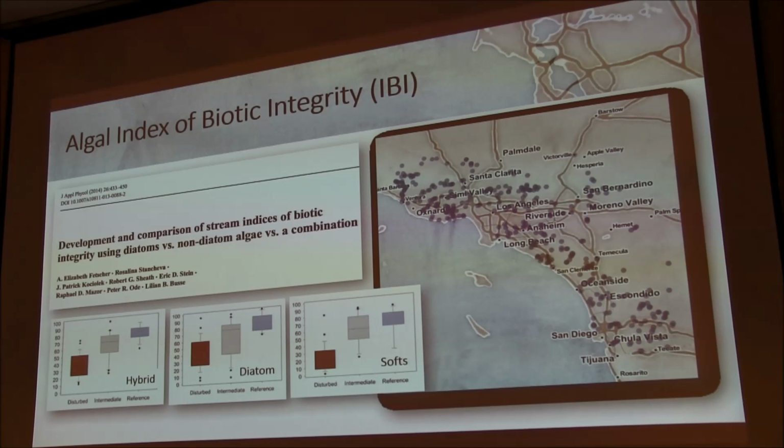So she compared whether you could generate an index using only diatom taxonomy data or only soft-bodied algae data, or actually a hybrid of the two, and she found that there was the most statistical power in separating those reference and impacted sites if you use this hybrid index that incorporates all those different algae taxa.